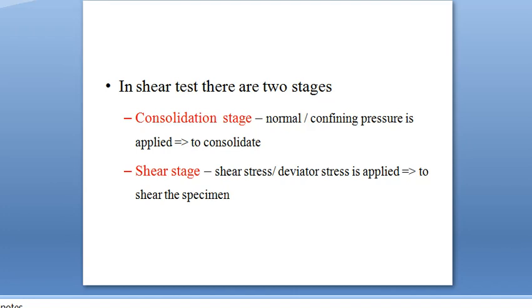Okay. The second stage is the shear stage. During this shear stage we are applying shear stress, and this shear stress is also known as deviator stress. The shear stress is applied and the shear failure of the specimen will occur during the shear stage. So the shear test contains two stages, the consolidation stage and the shear stage. During the consolidation stage we are applying normal stress, and during the shear stage we are applying shear stress.